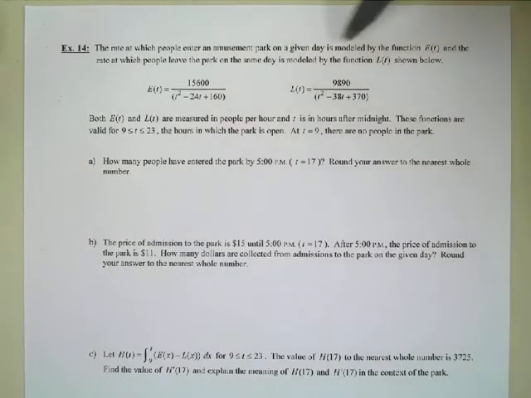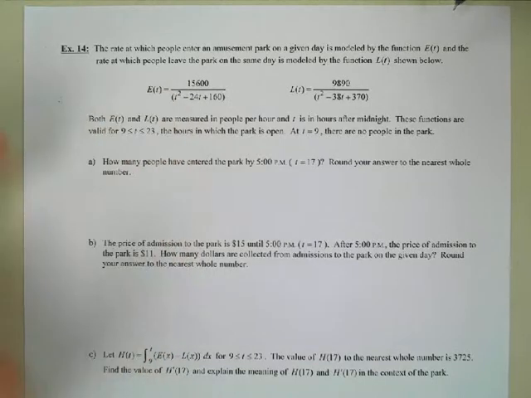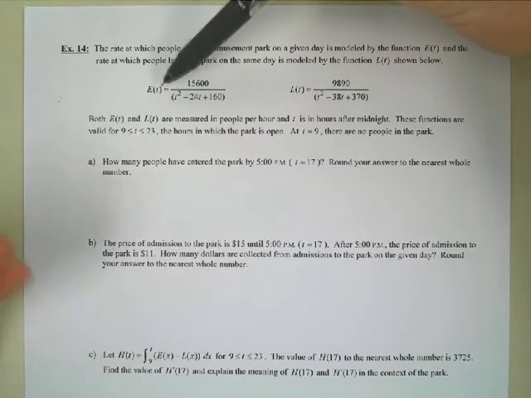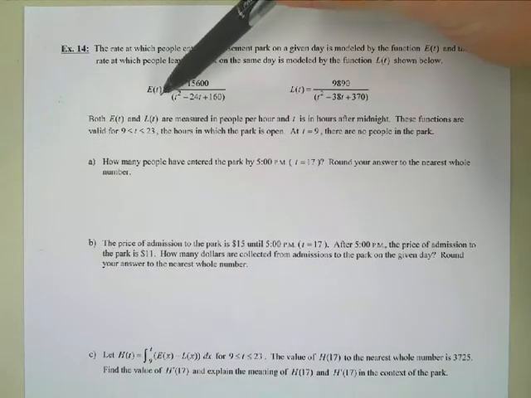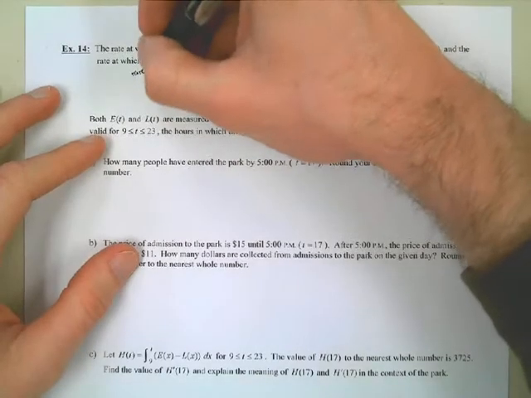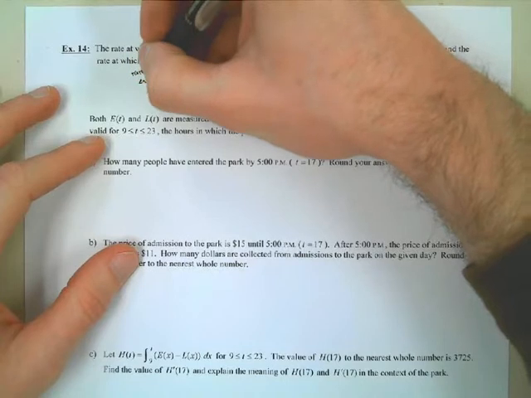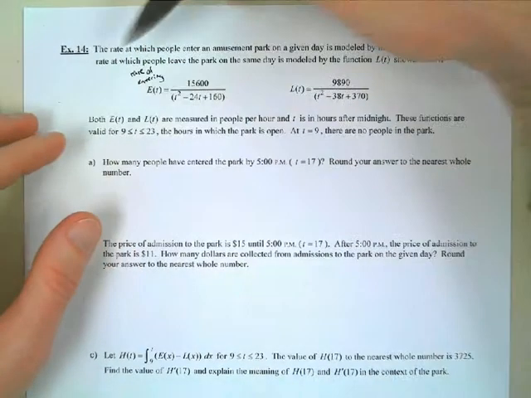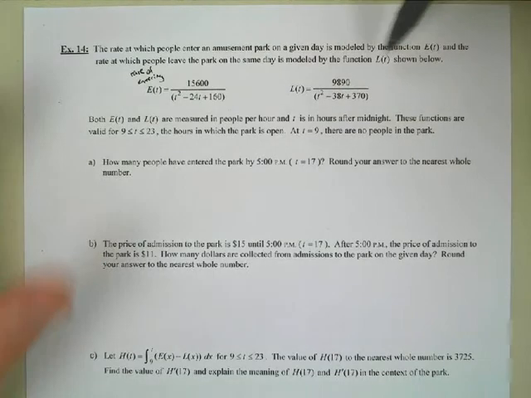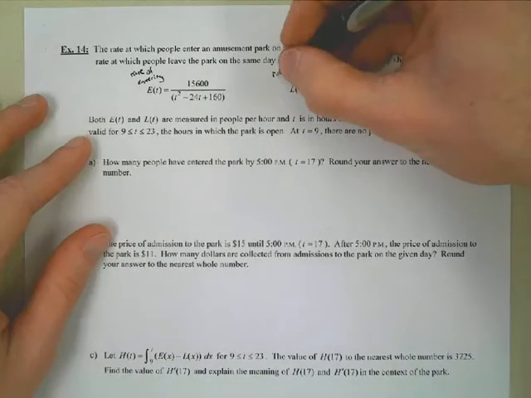So it says the rate at which people enter an amusement park on a given day is modeled by the function E of t. You can kind of get that. E probably stands for entering, or entrance. They don't just pick random letters. Oftentimes it's just to help you remember it. So this is the rate of entering. And the rate at which people leave the park on the same day is modeled by the function L of t. L for leaving, so rate of leaving.